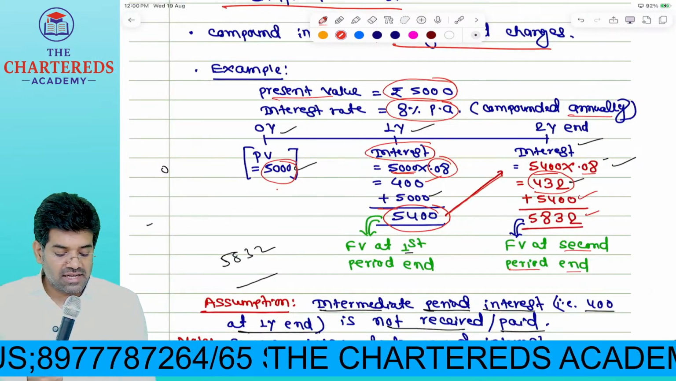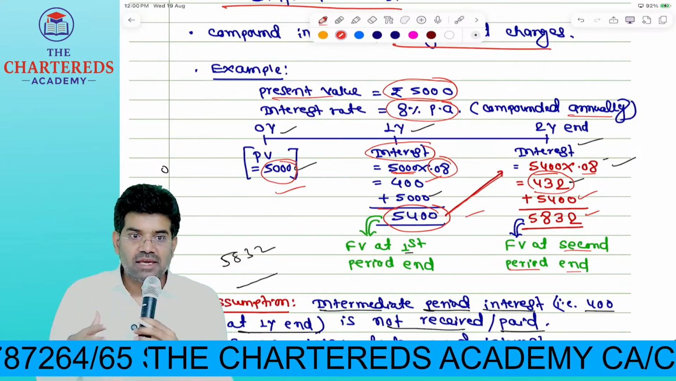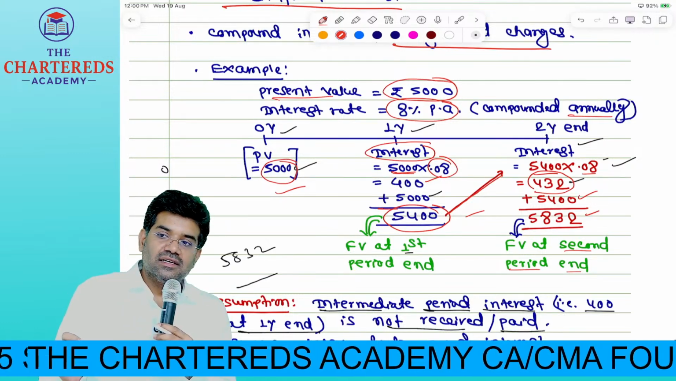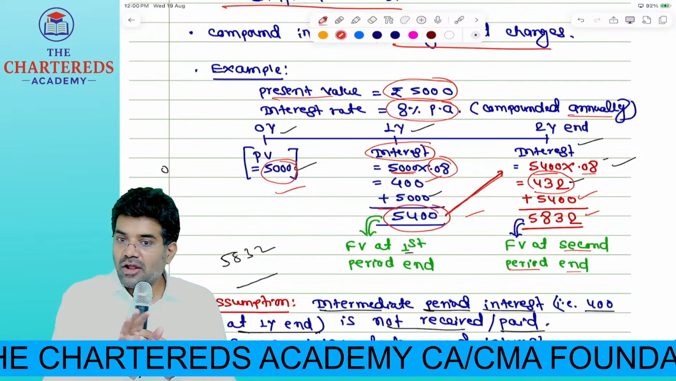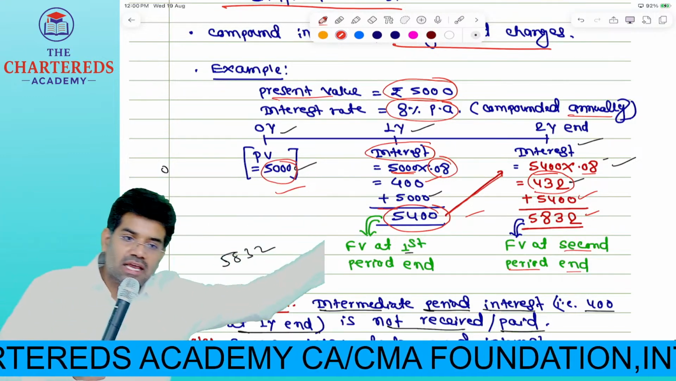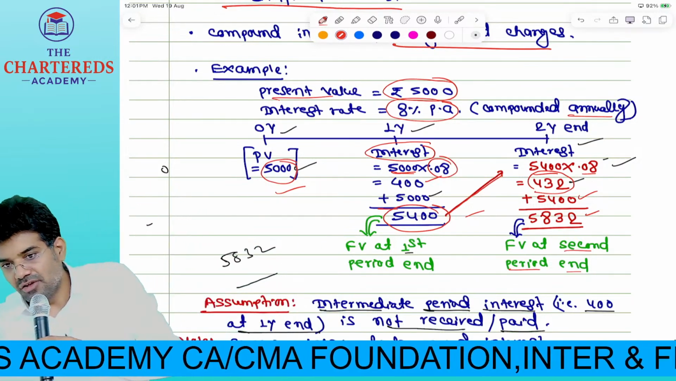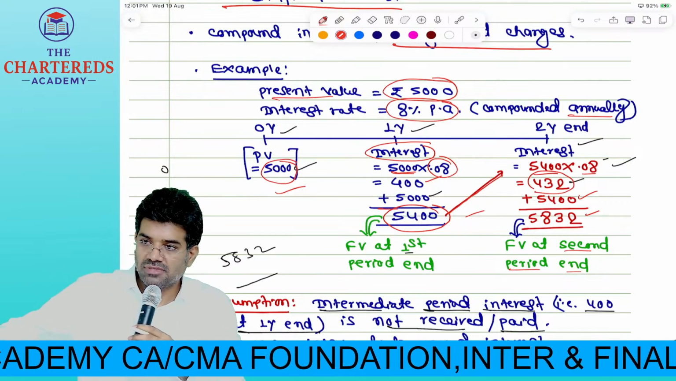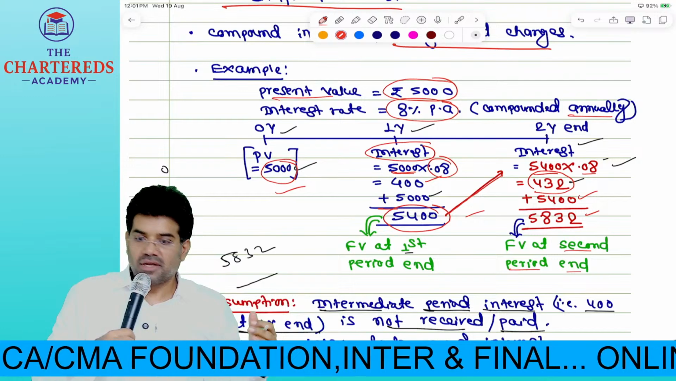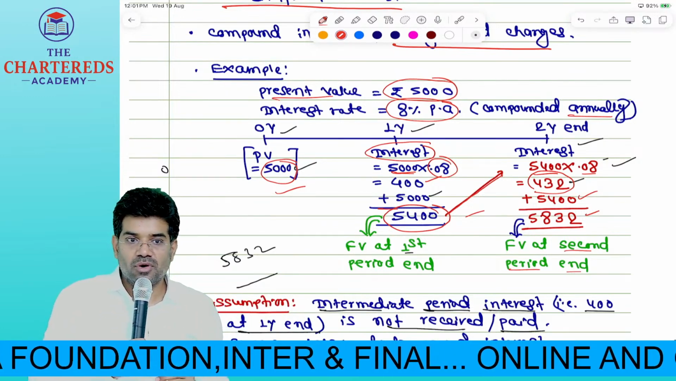Can I add these three figures, 5,000, 5,400 and 5,832? Can I say that is my cash flow? No. That is the reason intermediate cash flows cannot be compared. Either you have to compare in terms of present value or you should take future value. Either you have to come to present terms and compare, or you have to go to future terms and compare. You cannot compare in-between cash flows. This is also a very important point.